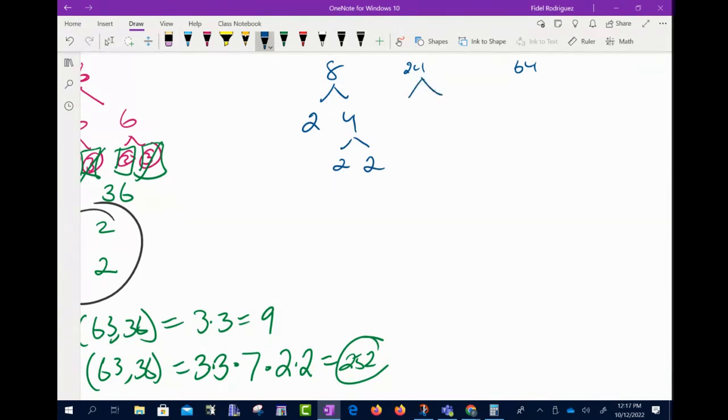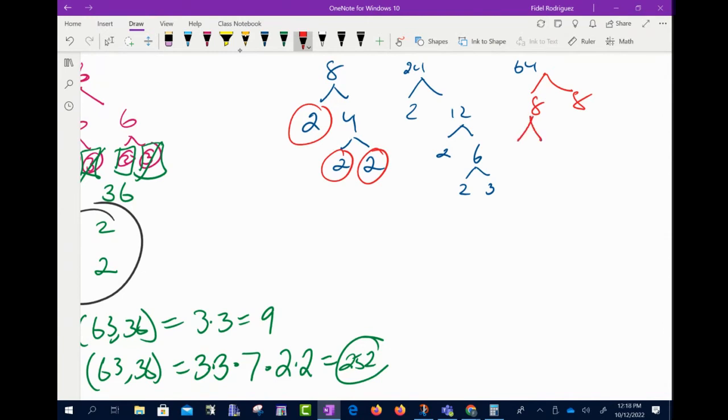And then 24, anybody know any numbers that multiply to 24? 2 times 12, good. And then 12 is, say, 2 and 6. And then 6, y'all, is going to be 2 and 3, okay? What about 64? Anybody know any numbers that multiply to 64? 8 and 8, right? Now, guys, didn't we already break down 8 before? And each of those 8s had 3 2s. So I'm going to do this. 1, 2, 3. 1, 2, 3.